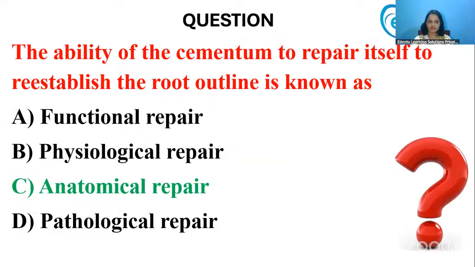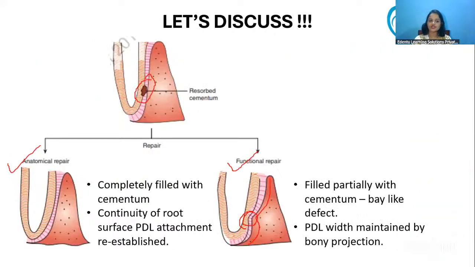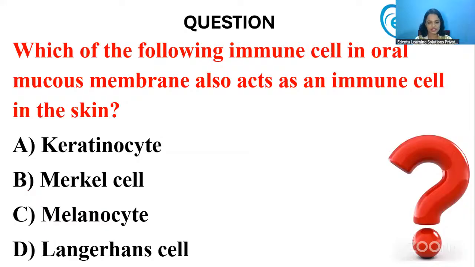In the question, it was asked about the ability of the cementum to repair itself to re-establish the root outline. The root outline is re-established in anatomical repair only. In functional repair, the root outline is not re-established. That's the major difference between anatomical and functional repair.